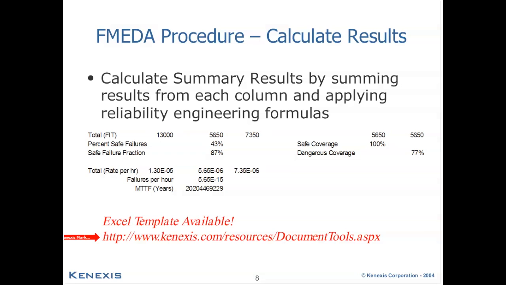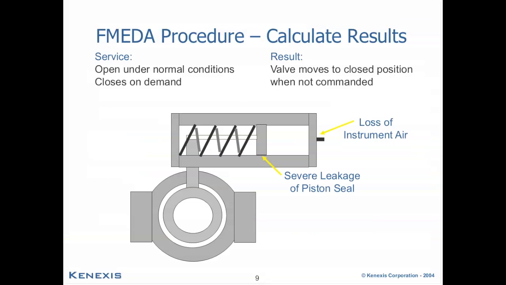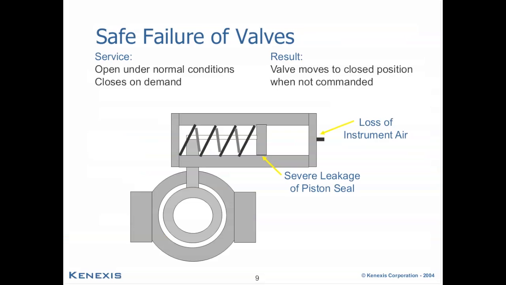Okay, so now that I've explained how we do an FMEDA in general, let's look at valves specifically, and specifically the problem of partial stroke testing. If you have a valve, and I'm just showing an example of a quarter turn valve with a piston type actuator, the valve can fail in a safe state or an initiating state in several ways. For this example, we're looking at a valve that's open under normal conditions and closes on demand. So this is a shutoff valve as opposed to a blowdown valve, which would be the opposite.